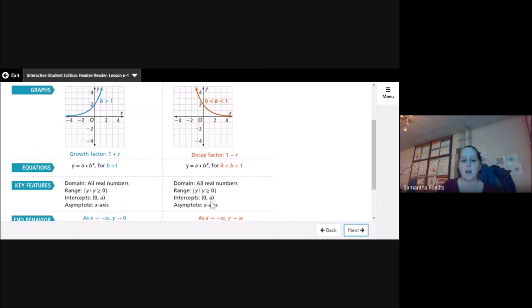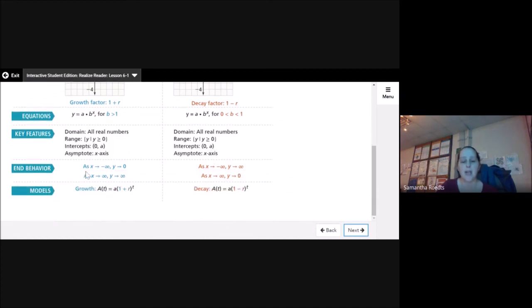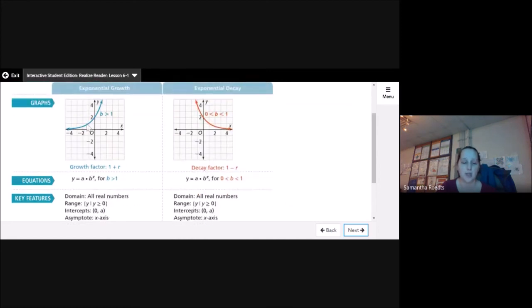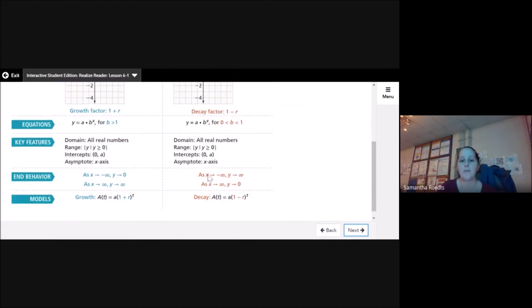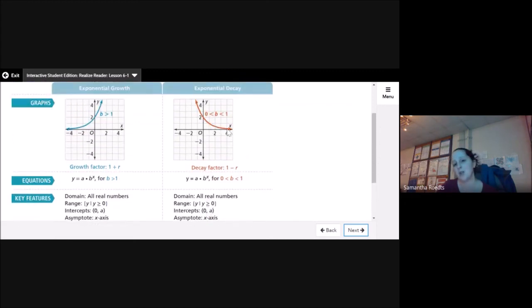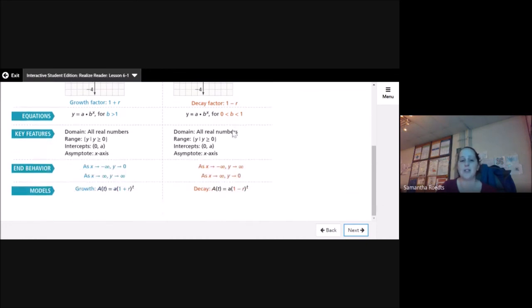Same thing for decay. My end behavior looks relatively similar. For growth, it's going to be as x approaches negative infinity, y approaches 0. So looking at the graph, I approach 0. As I approach positive infinity, I'm going to get larger y values as well. It's the opposite for exponential decay. So as I'm approaching negative infinity, I'm going towards positive infinity. As I'm approaching positive infinity, I'm getting closer to 0.